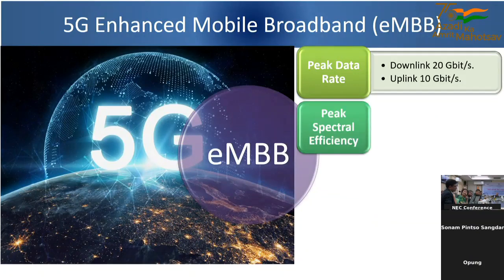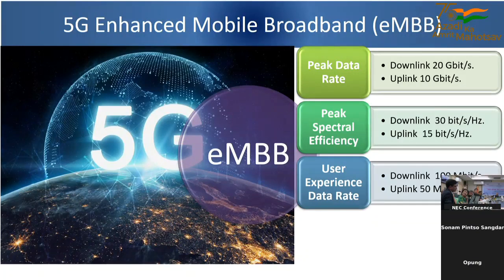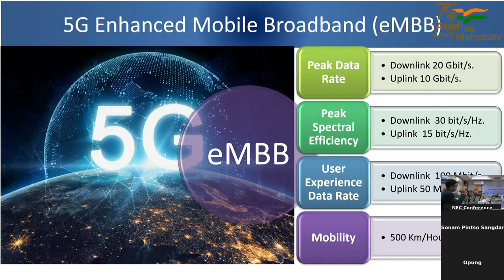So these are the parameters for enhanced mobile broadband: the peak data rate, spectral efficiency, user experience data rate, and mobility. So with these features, a lot of use cases can be developed, like augmented reality, virtual reality, or mixed reality kind of application for the tourism industry, for education, for entertainment. A lot of that I'll talk about in the second session when I'll go through the use cases.